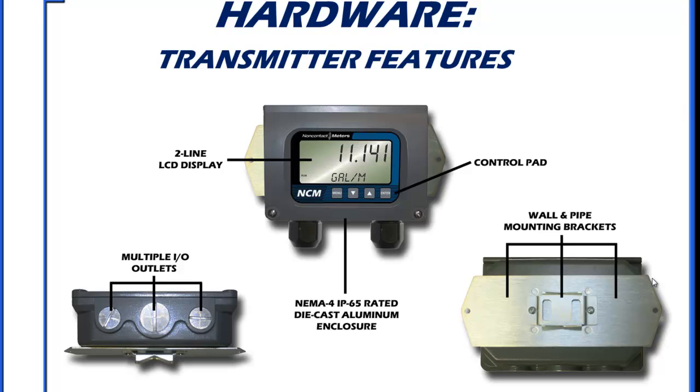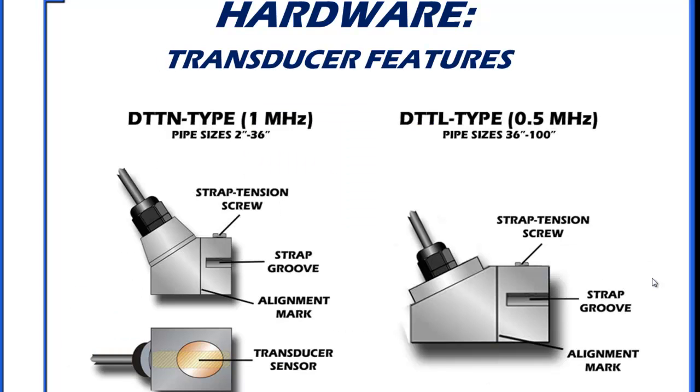The basic transmitter displays in a die-cast aluminum enclosure, and it's relatively small. It's about 8 inches across, 6 inches up, and a couple inches deep. So it's a very small package with a very large display that you can toggle between flow rate, total, and program it by this 4-button keypad. Ports on the bottom that come in with your conduit, mounting brackets to put on a wall or on a pipe if you'd like. It has a couple different choices of transducer based upon the pipe size.